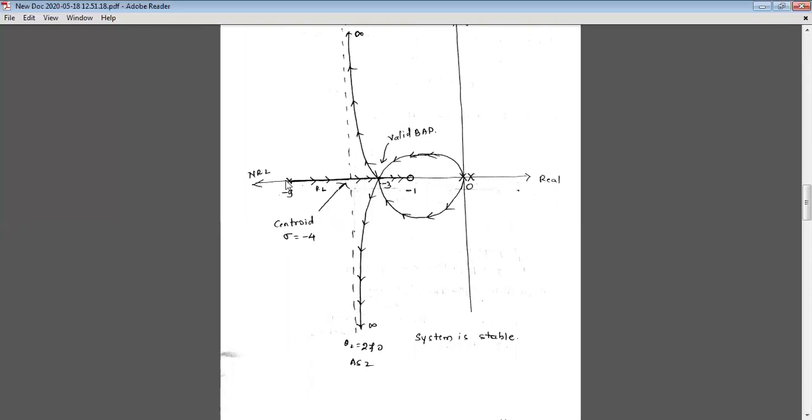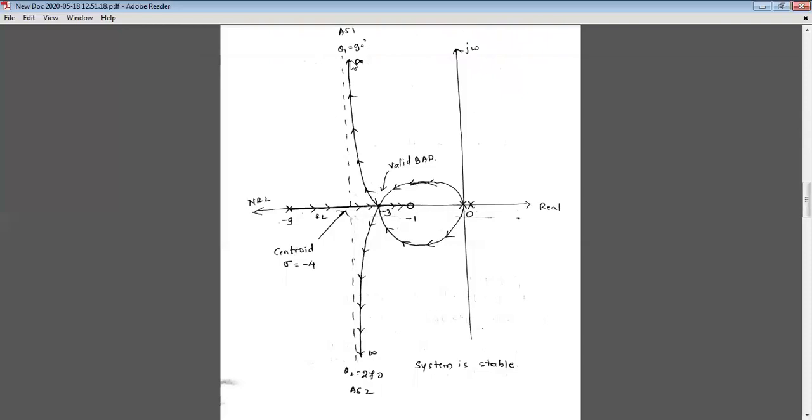One more thing is that the k value at the starting point of the pole will be k equal to 0, right? And the k value at the end point will be infinity. Okay, so the rest of the things we'll discuss in the next class. Okay, we'll stop it.